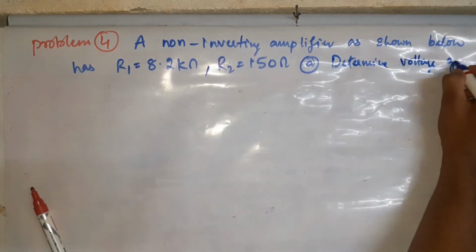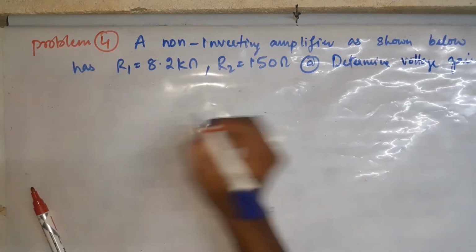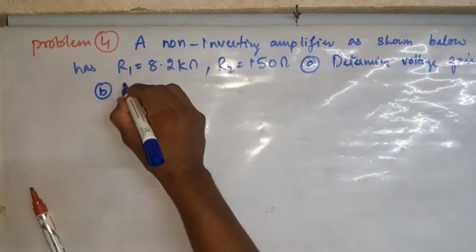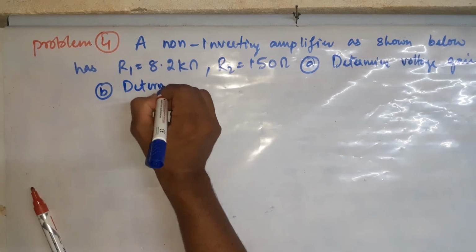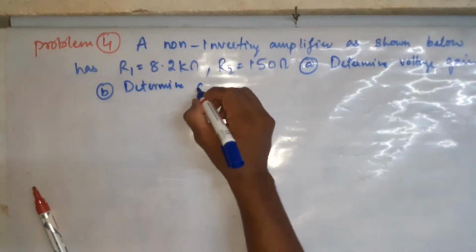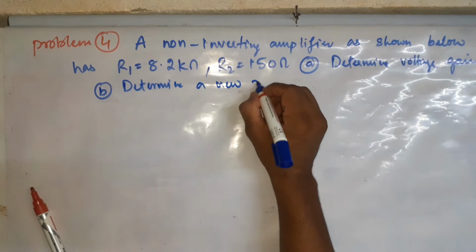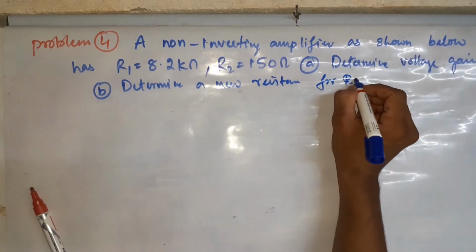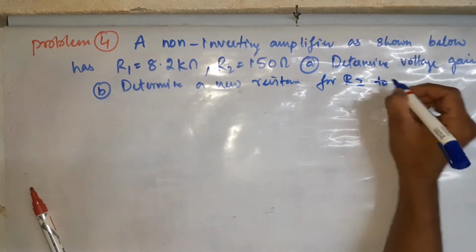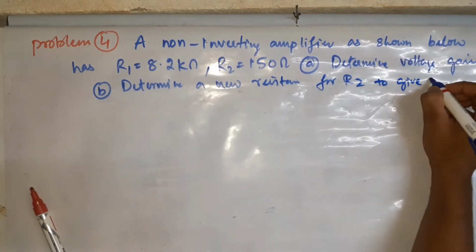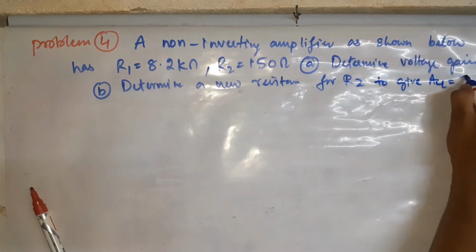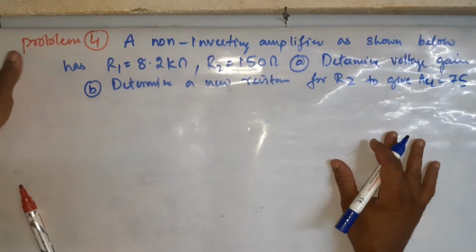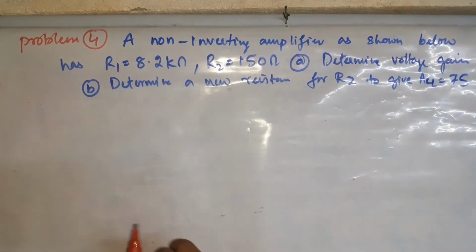Voltage gain, and second case also determine a new resistance for R2 to give ACL equal to 75. ACL equal to 75. This is your question.